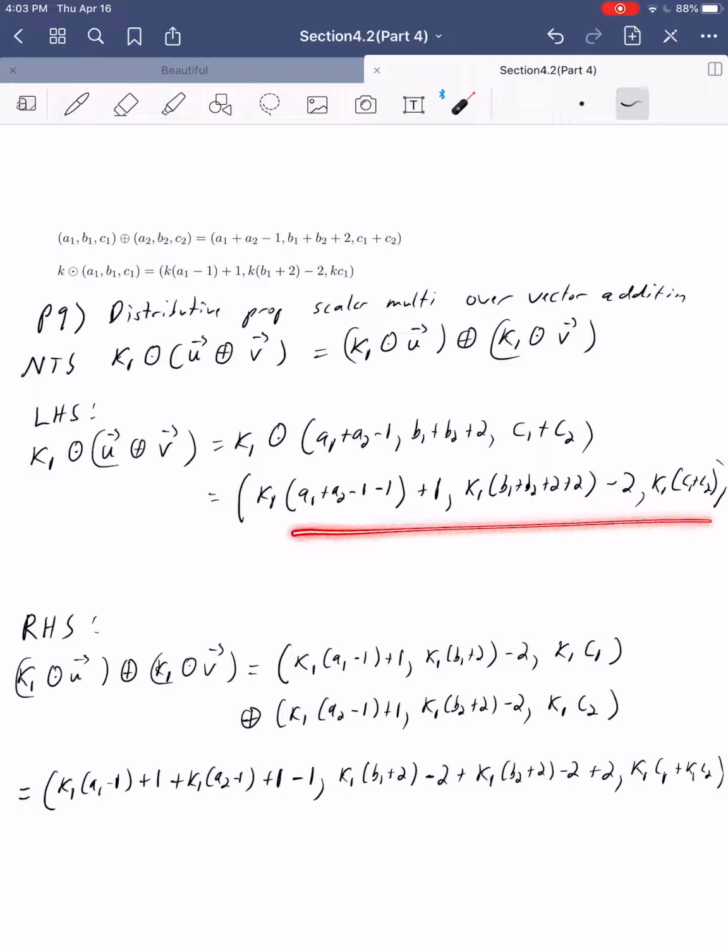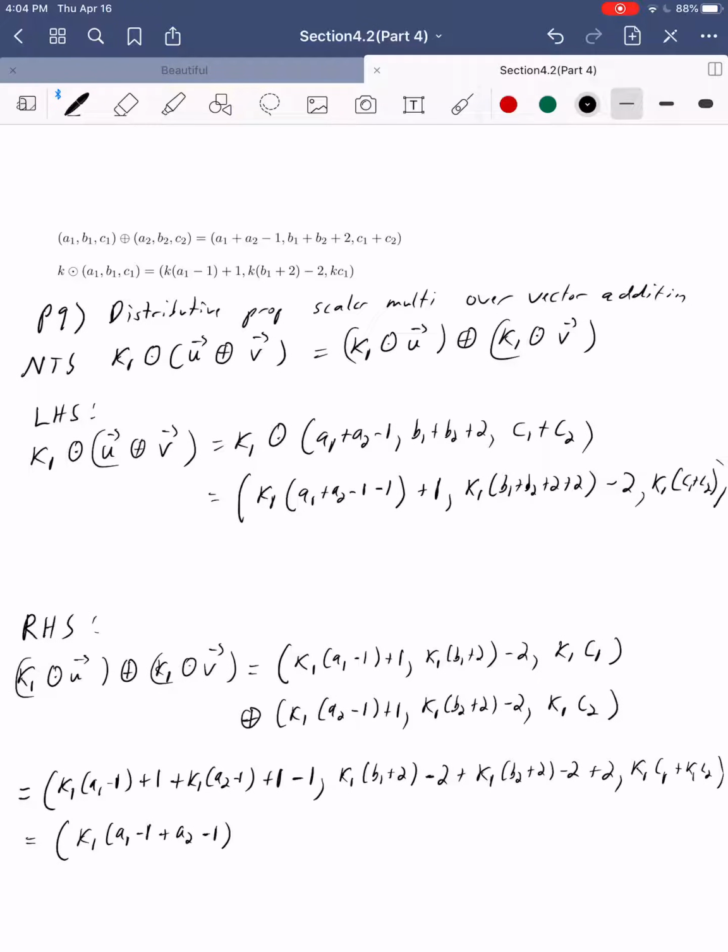Now, these two things don't necessarily look too similar, but let's do a little bit of clever factoring. On this guy, let's factor out the K1 from these guys, and let's clean up the 1, 1, and minus 1 to being just a plus 1. So that looks like we could write it as K1 (A1 minus 1 plus A2 minus 1), and then all that would simplify to just a plus 1.